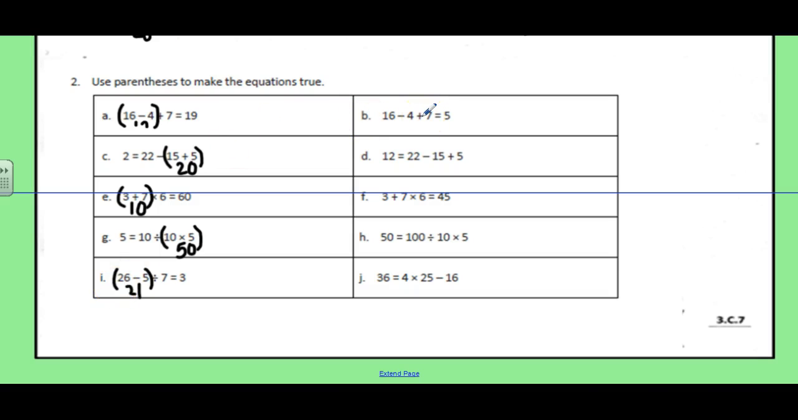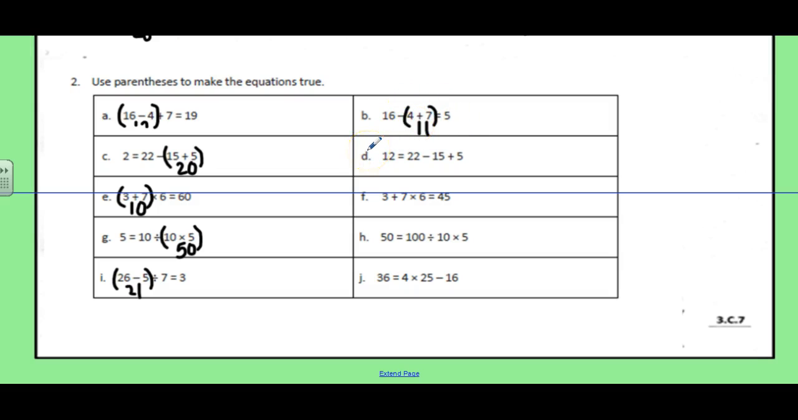Okay, let's move over here to this next one, B. 16 minus 4, let's try that first. I know that 16 take away 4 is going to leave me with 12. And I know that 12 plus 7 is definitely not equal to 5. So I'm going to go and erase that, and I'm going to try my parentheses around the 4 plus 7. I know that 4 plus 7 is 11. And I know that if I take 16 and I take 11 away from that, it gives me 5. So now I have my parentheses in the right place.